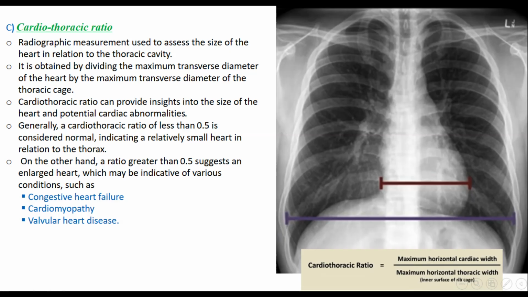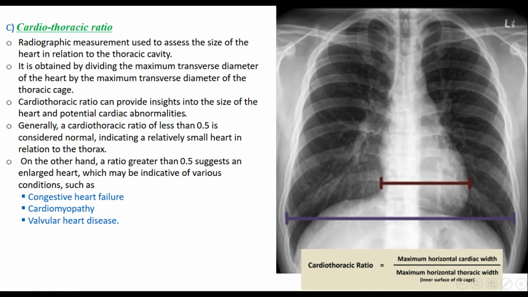The last topic in the anatomical interpretation of chest X-ray is cardiothoracic ratio. The cardiothoracic ratio refers to a radiographic measurement used to assess the size of the heart in relation to the thoracic cavity. It is obtained by dividing the maximum transverse diameter of the heart by the maximum transverse diameter of the thoracic cage. Cardiothoracic ratio can provide insights into the size of the heart and potential cardiac abnormalities.